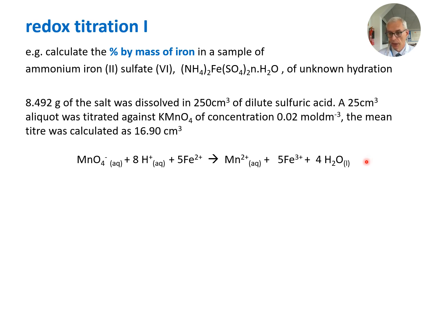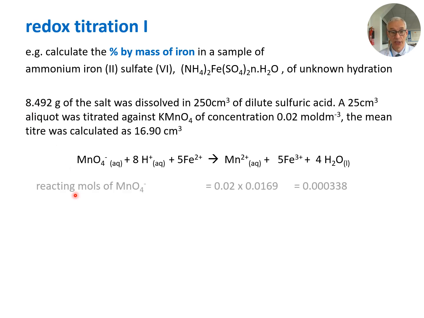So to give you a brief outline, work out the moles of manganate, therefore the moles of Fe2 plus in 25, therefore the moles of Fe2 plus in 250, therefore the mass of Fe2 plus or iron in 250, compare that as a percentage of 8.492. Pause, see if you can carry out that calculation.